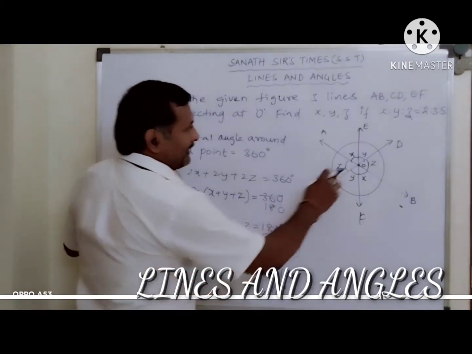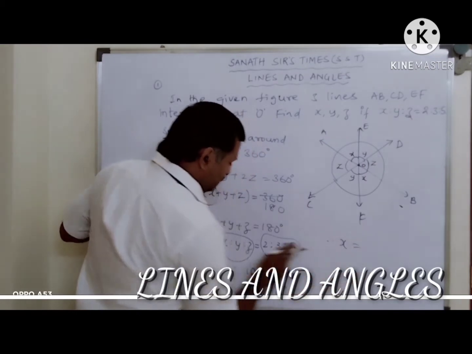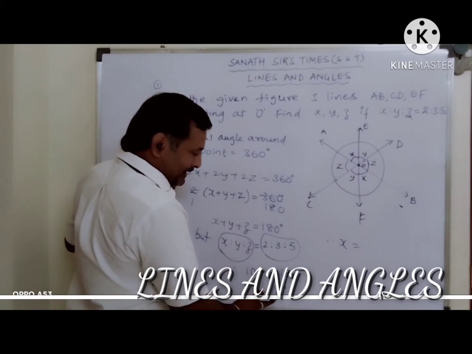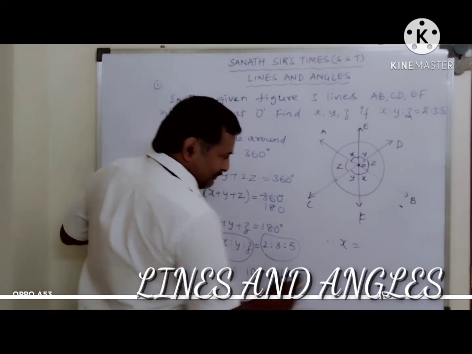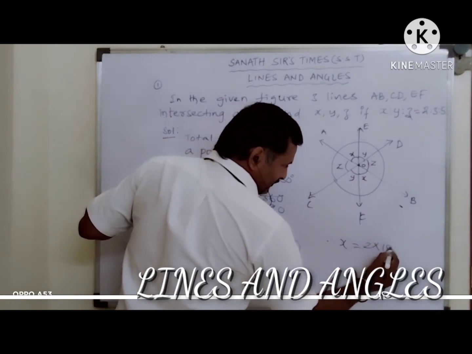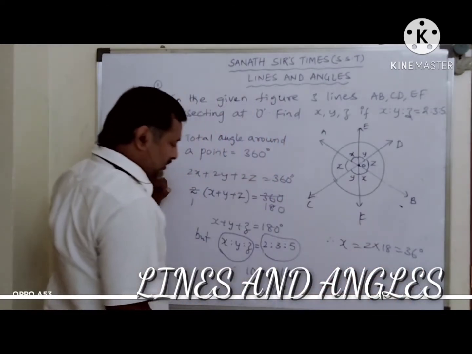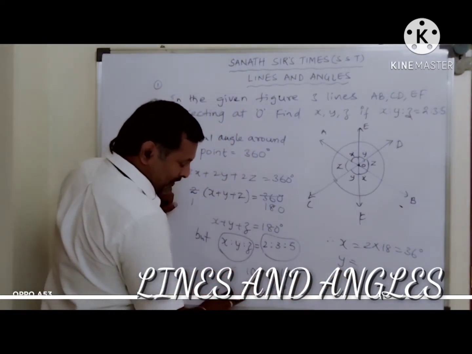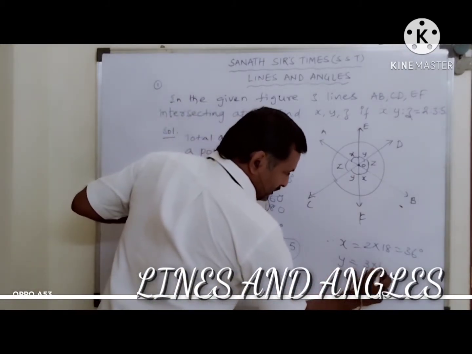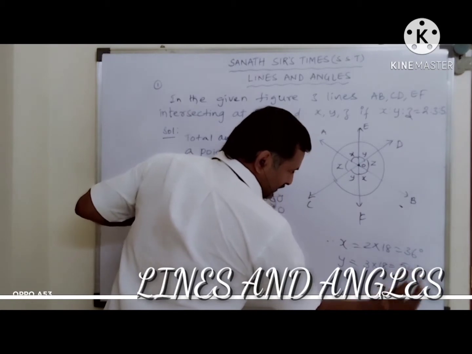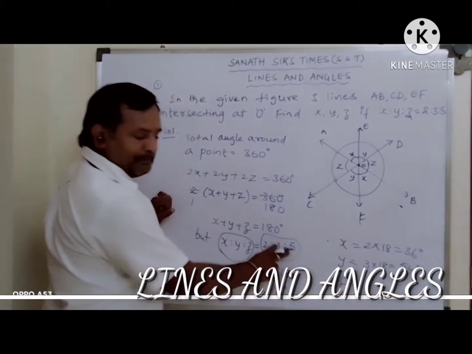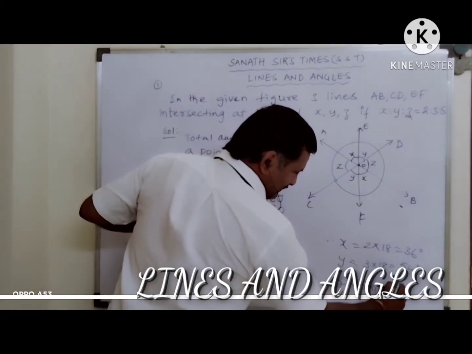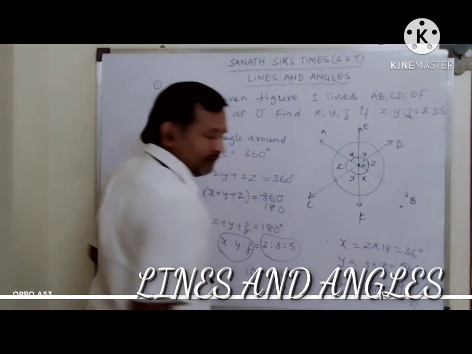You want the values of x, y and z. Therefore x is equal to how many parts? 2 parts, but one part is 18 degrees. X is equal to 2 into 18, which is 36 degrees. Y is equal to 3 parts, 3 into 18, 54 degrees. And z is equal to 5 parts, 5 into 18, this is 90. So this is question number 1.